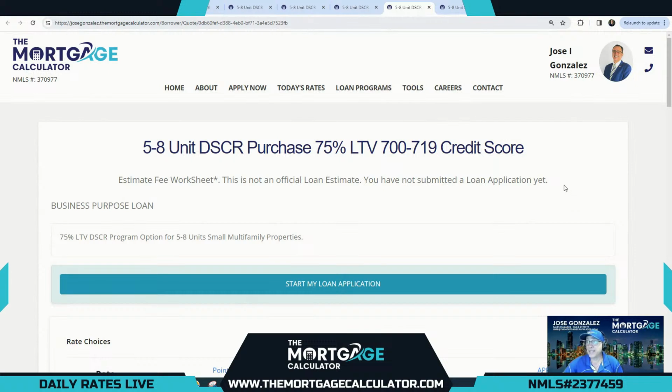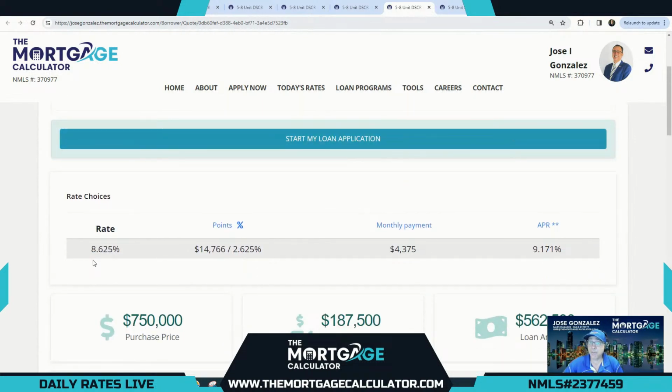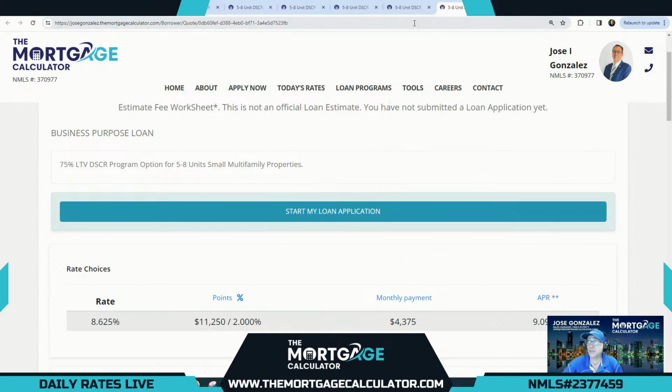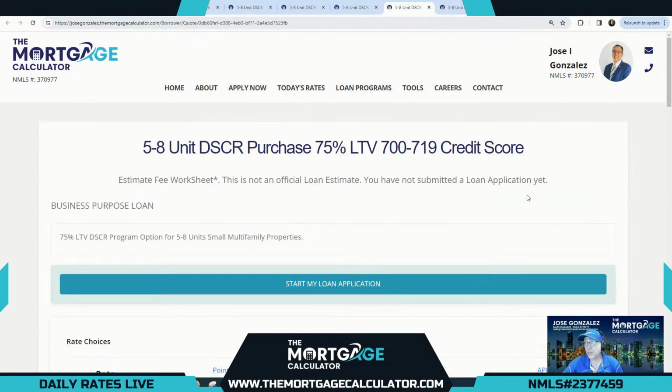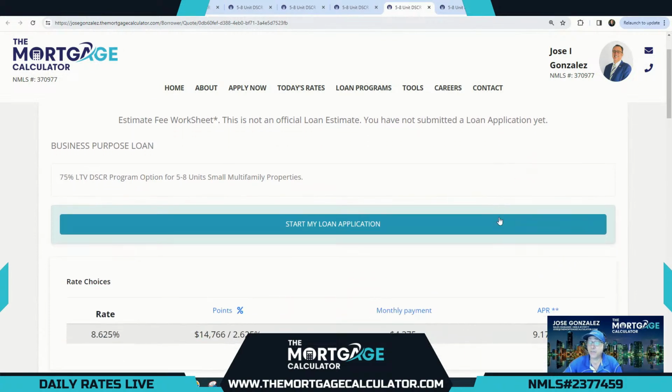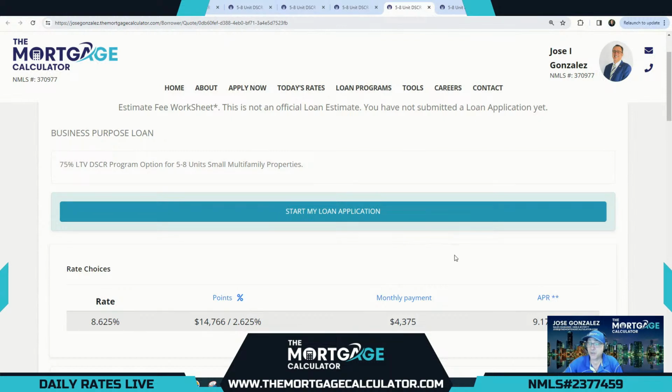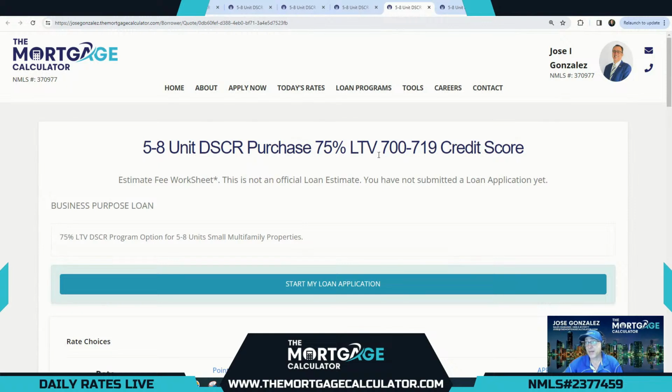Our next grid is 700 to 719, right? And again, great news. We are still able to attain 75% LTV with a credit score as low as 700. And again, keeping apples to apples, 8.625 is now costing us 2.625, an increase of 0.625 due to the score. So now the spread widened on the rate for the credit score. So it's 0.625 of a point more expensive to get the 8.625 rate due to the 700 credit score. But great news, we can still attain 75% LTV for your investor.